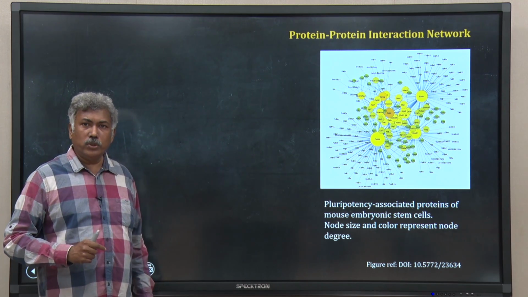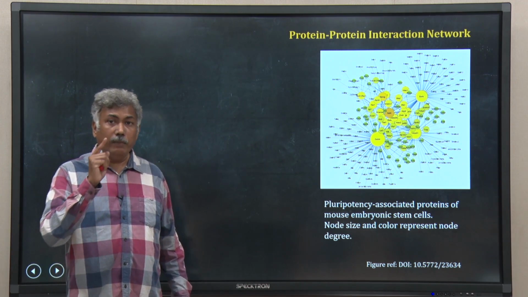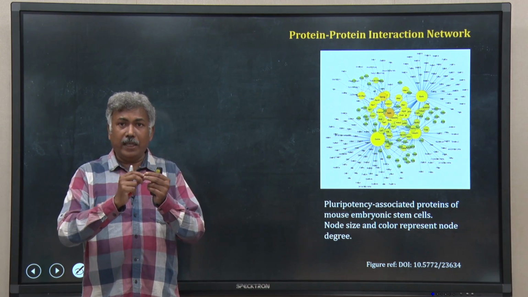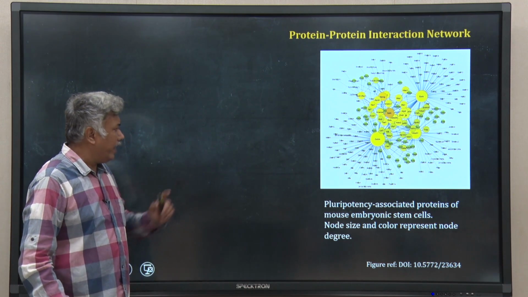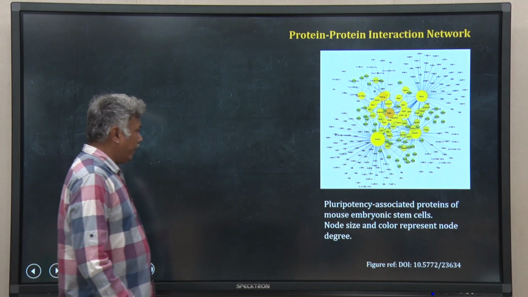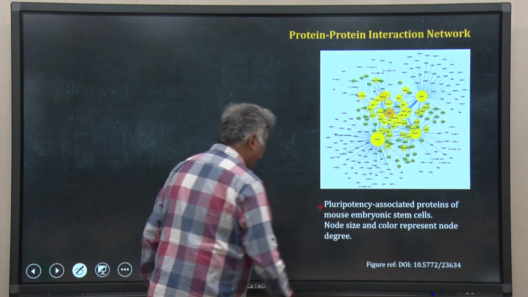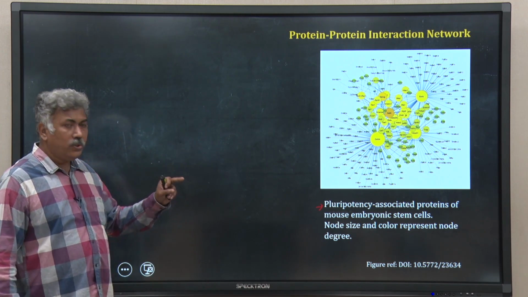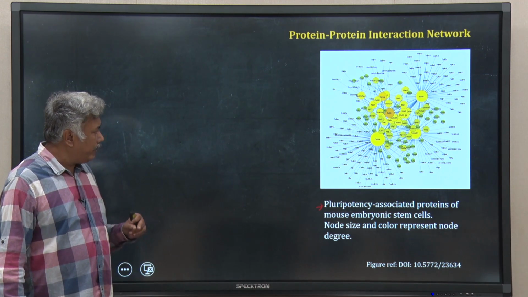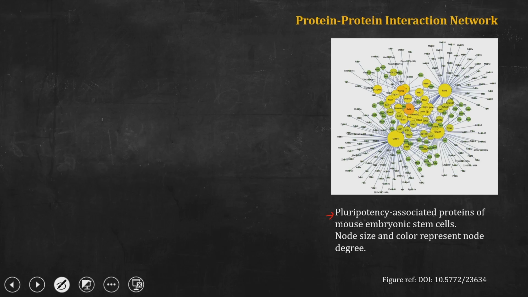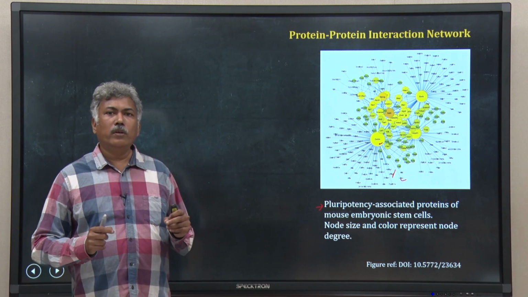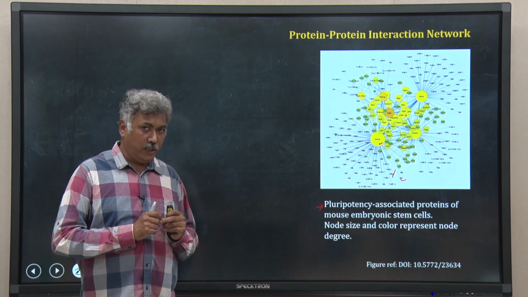So, each of these nodes of your graph or network will be a protein, and if two proteins A and B interact physically with each other, you will put an edge between them. That is what has been done in this graph. They have taken proteins which are involved in pluripotency of mouse embryonic stem cells, and each of these nodes is one of those proteins. And then they have put edges between two proteins, like this one and this one, to represent that these two proteins physically associate with each other.